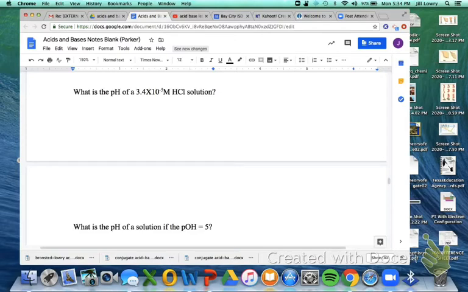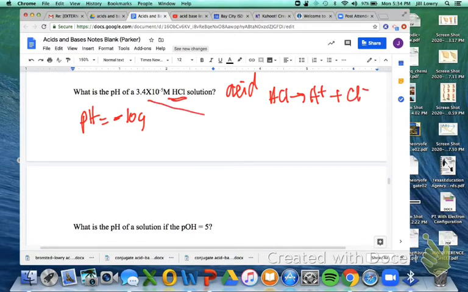All right. So the first thing that I notice is this is an acid. Remember, if it starts with a hydrogen, it's an acid. So I can get the pH directly. I don't have to subtract it from that 14. So my formula is pH is equal to negative log of my hydrogen ion concentration. And once again, hydrochloric acid is strong, so it's going to ionize 100%. So this strength applies to all of these. So my hydrogen ion concentration is going to be 3.4 times 10 to the negative fifth. And that's what would go into my calculator.